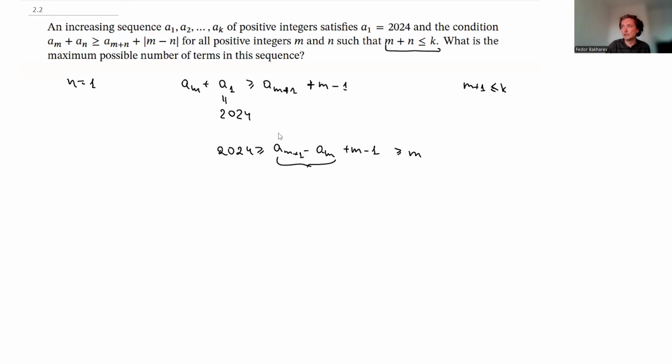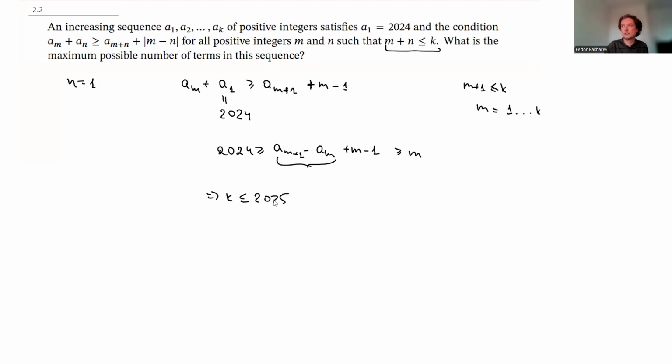And we get the estimate for m, and since m is not bigger than 2024, and we could place m equal to 1, etc., k minus 1, we get that k cannot be too big either. So k is smaller than 2025. And this is actually the answer. We should provide some example here.